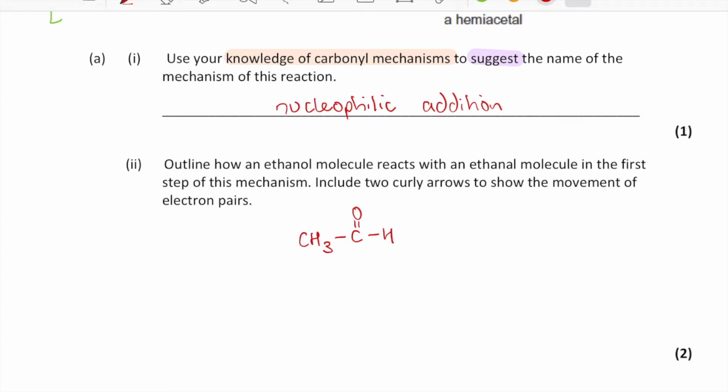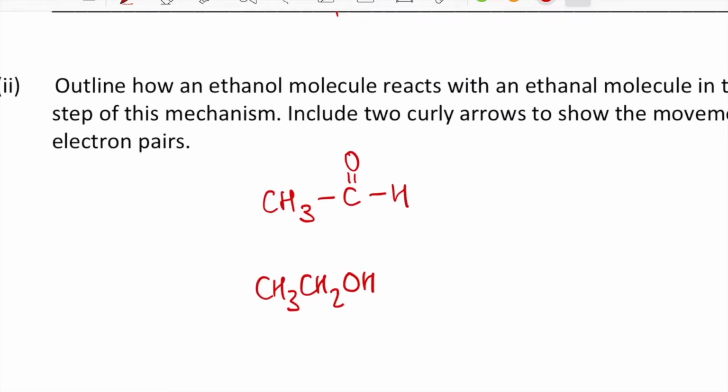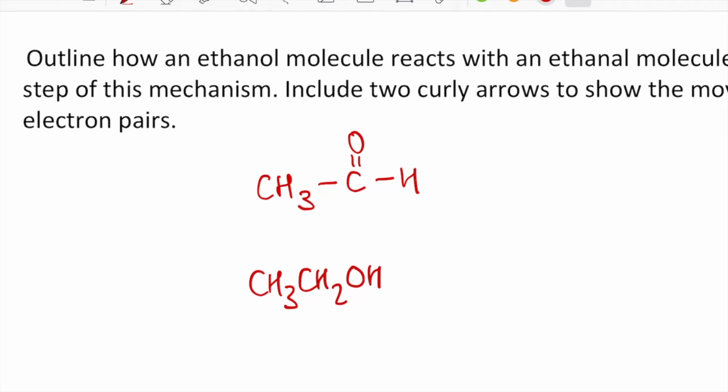And we know it's the ethanol that's reacting with it, and it's nucleophilic addition, so the ethanol must be acting as the nucleophile. We know that a nucleophile is an electron pair donor, so we must be thinking about where the electron pairs are on the ethanol molecule. It has to be a lone pair. And we can think that oxygen, providing it has its normal two bonds, always has two lone pairs. So I'm just going to draw one of them.